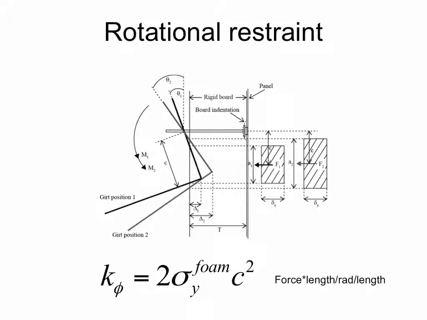This is the equation that we came up with. It's just the yield stress of the foam, 2 times C squared. This is an academic term, but it's just half the flange width from the fastener to the corner of the cross section. The units are a little bit tricky. If you calculate this out, it looks like force, but it's actually force times length. So it's moment per radian per length, a rotational stiffness along the length of the member. Everyone get that? Kind of? All right, good.